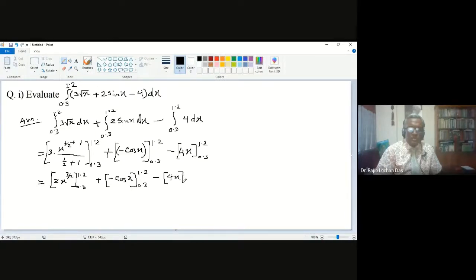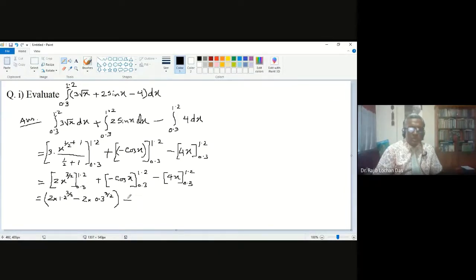So this is now ready, and in the next line you can put in all the numbers, that is the x values. For the first one you put 1.2 first. So it is 2 into 1.2 to the power 3 by 2, and then minus. This 2 will be used in both cases. So 2 into 0.3 to the power 3 by 2, and you can keep it in a bracket, that will be good.